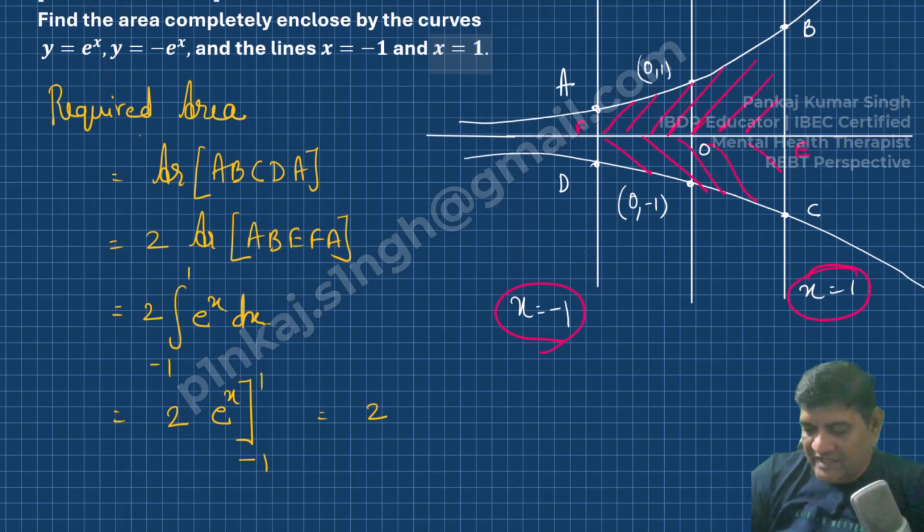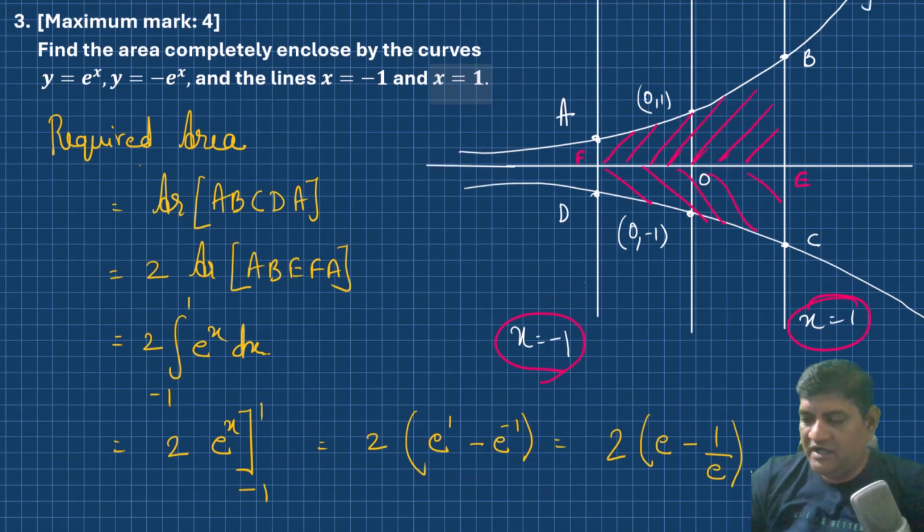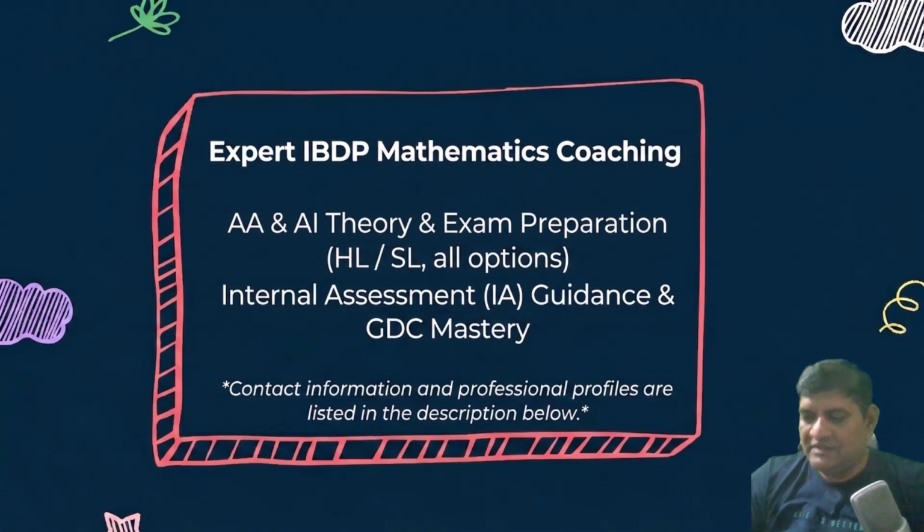This is going to be twice of e to the power of 1 minus e to the power of -1, and therefore the area is simply going to be 2 times (e minus 1 over e), and that will be the required area.